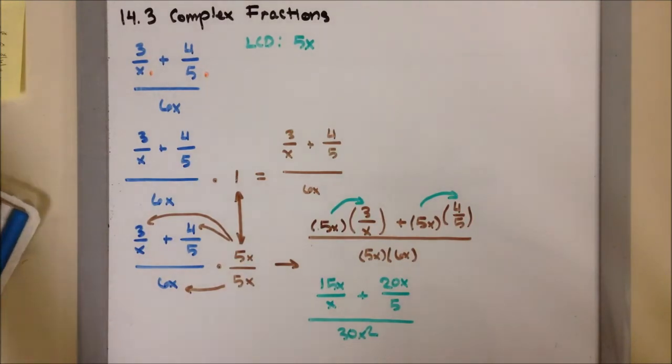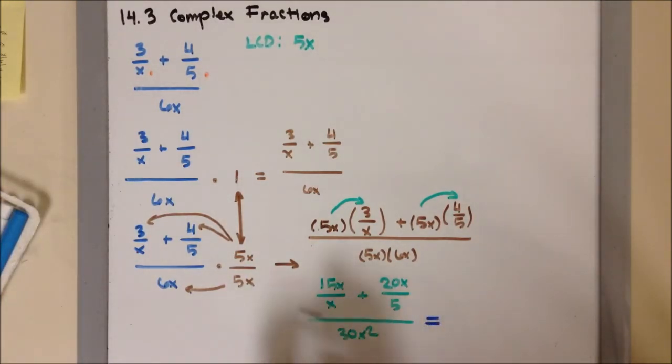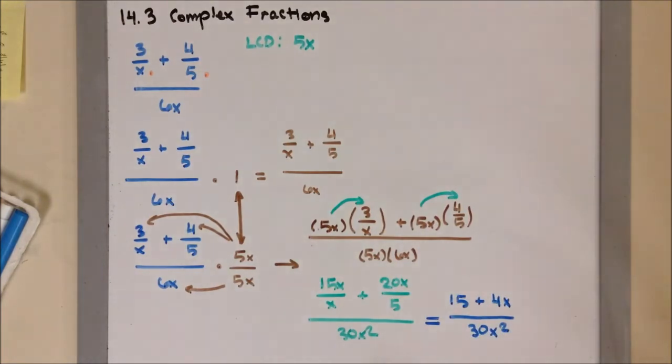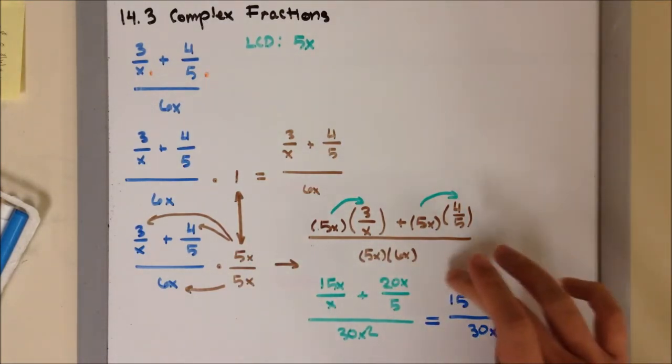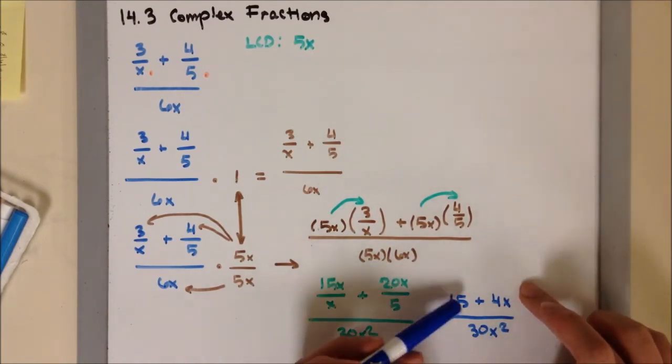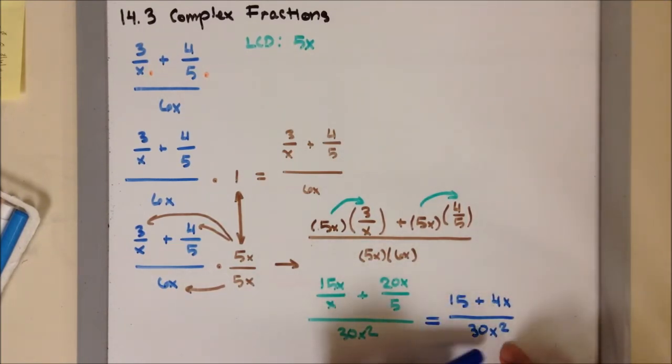Now we're going to simplify the numerator. So 15x divided by x is just 15, plus 20x divided by 5 is just 4x, and my denominator stays the same because there's nothing I can do about it. So our complex fraction is simplified into 15 plus 4x over 30x squared. There's nothing I can simplify between all three parts. I have 2 at the top, the 15 and the 4x. I have 1 at the bottom, 30x squared. Nothing in common with all three, so therefore I can't simplify my fraction. This is my final answer.